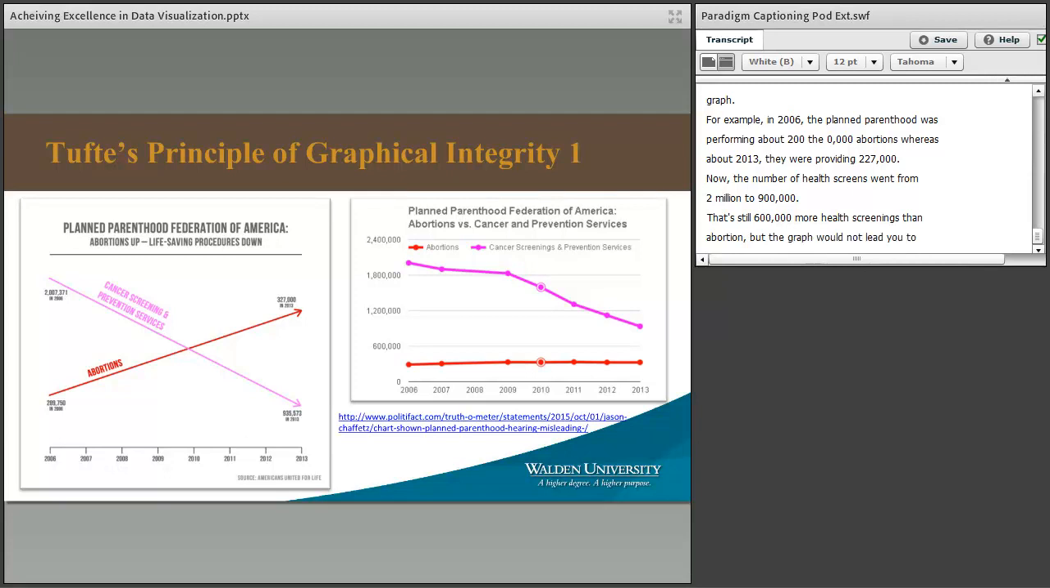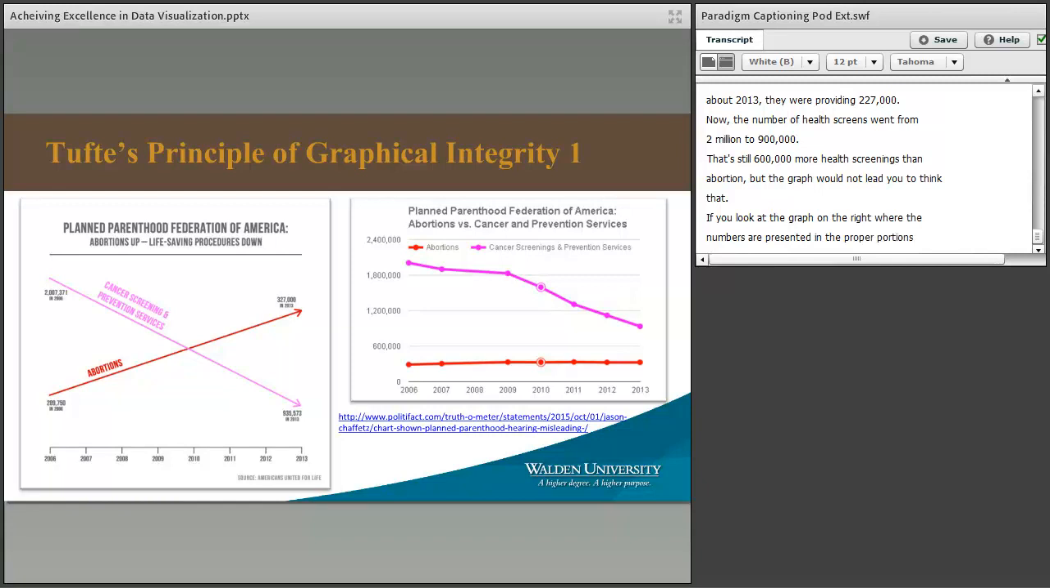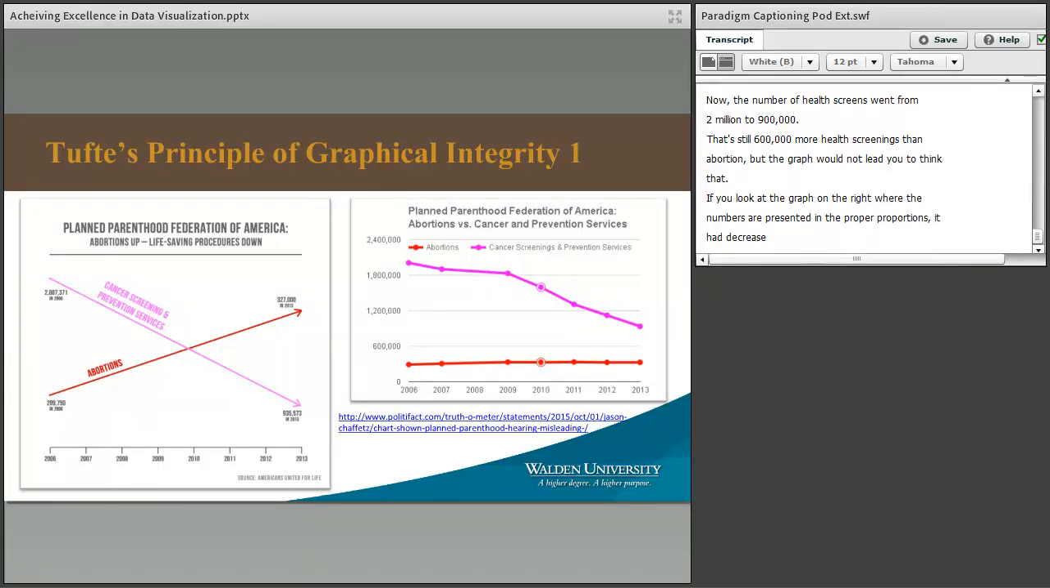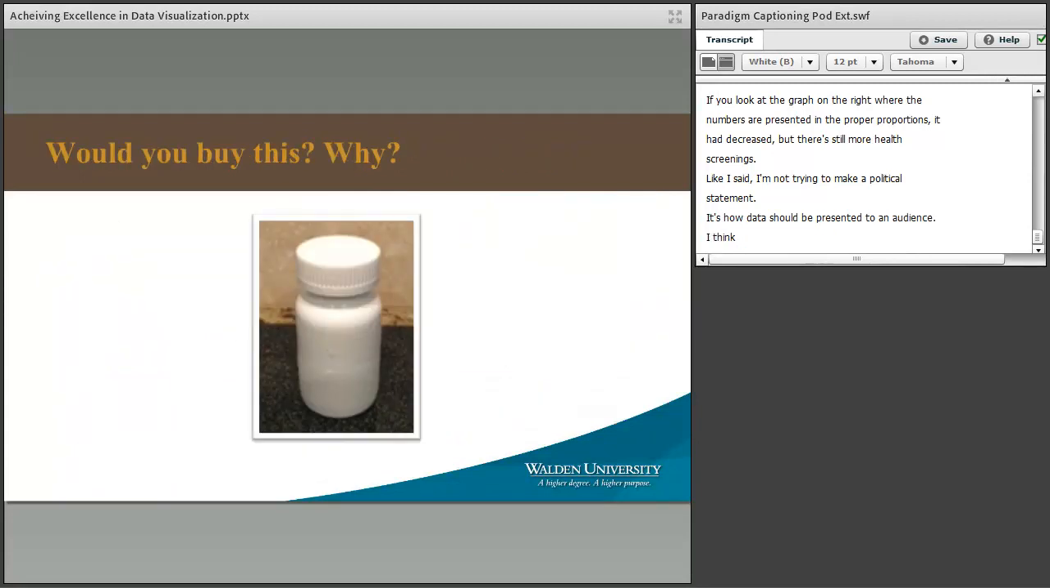If you look at the graph on the right, where the numbers are presented in the proper proportions in the geometric space, you can see that the number of abortions has remained fairly constant, while the number of health screenings has decreased, but it's still far more health screenings than abortions. So I think these two graphs, like I said, I'm not trying to make a political statement. I'm simply trying to make a data visualization statement of how data should properly be presented to an audience. I think Martha has a little quiz for you here on the next slide.